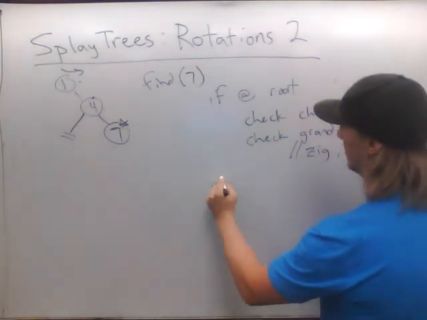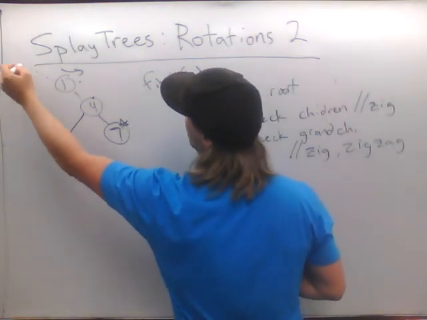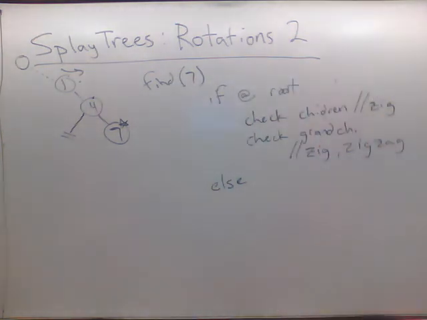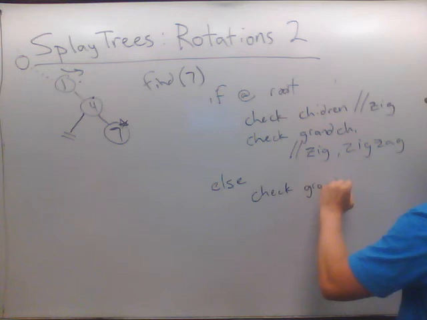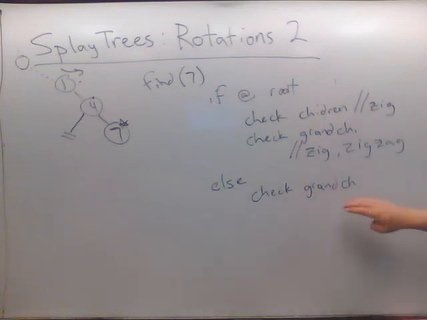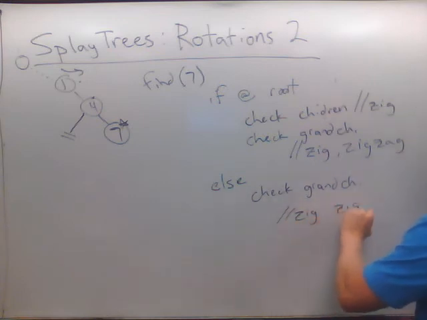And this is the single rotation case, if I have to rotate one child. Else, if I'm not at the root, if I'm at an internal node, so let's say there's more tree here, on an internal node I only check my grandchildren. If one of my children is the node to be splayed, I don't have to do anything. If one of my grandchildren is the node to be splayed, then I do the correct rotation. So here's where I either do a zig-zig or zig-zag.